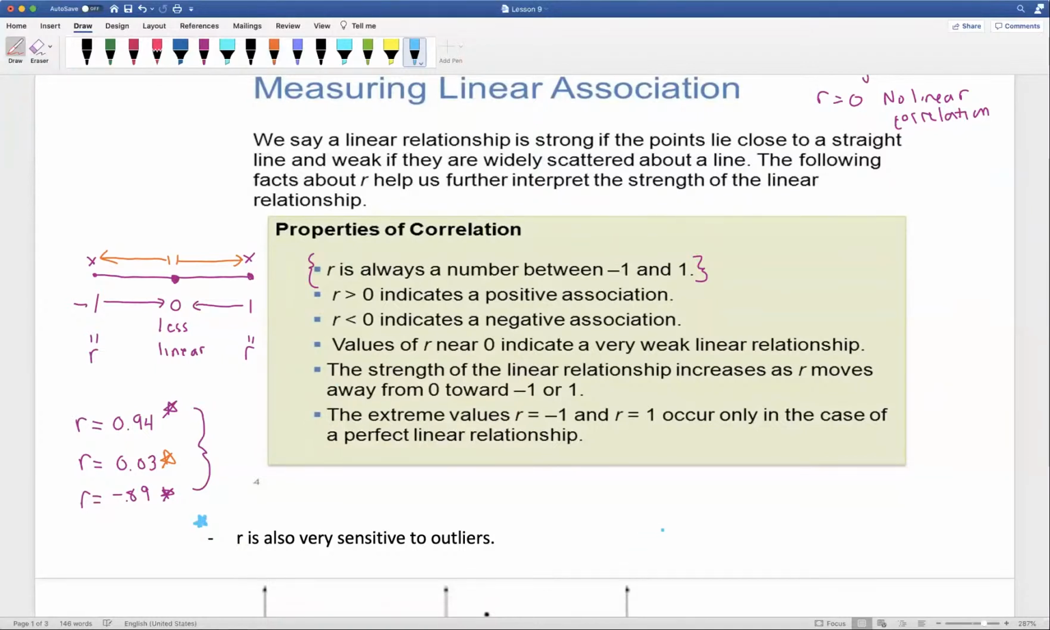Now, something to keep in mind as well is that R is very sensitive to outliers. So that means that if you have a bunch of ordered pairs that look really linear, and then you have this one little wonky ordered pair here, that is going to throw everything off. So if you get rid of that ordered pair, then it looks like you have almost perfect linear correlation. If you put that ordered pair back in, that's going to throw R off. That's going to move you pretty far away from +1. It's going to move you much closer to 0.